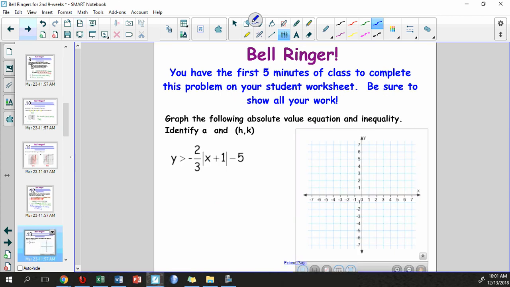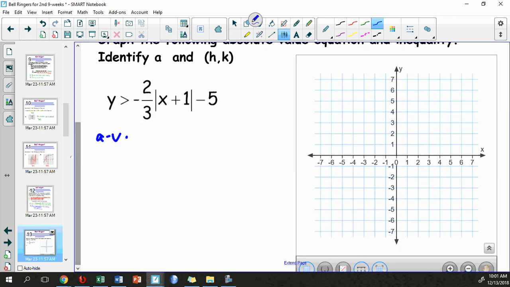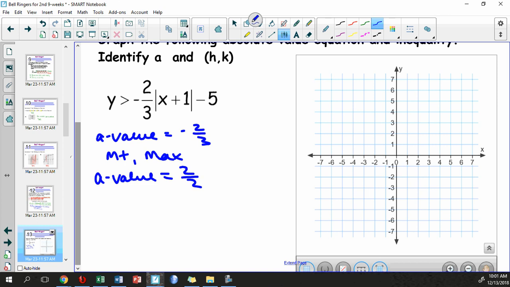Next, it says to graph the following absolute value equation and inequality, identify A and HK. So the very first thing I need you to do is know that my A value is going to be -2/3, which means that this is going to be a mountain with a maximum value, okay? And my slope is going to be 2/3, which means I'm going to go down 2 and left and right 3. My H is found by taking x plus 1 is equal to 0, so x is equal to -1. My K is understood to be -5.